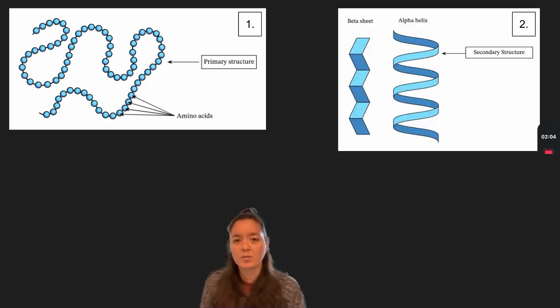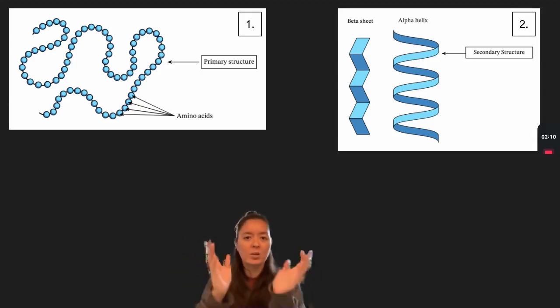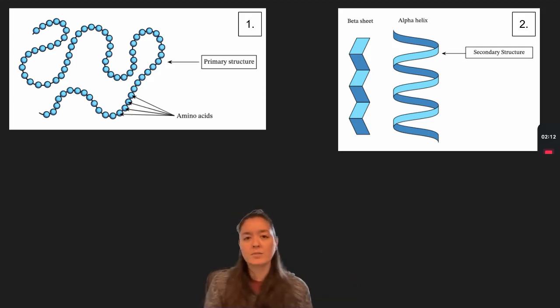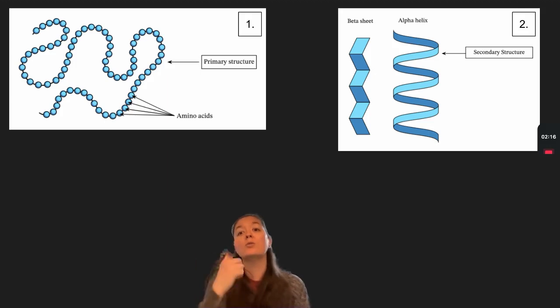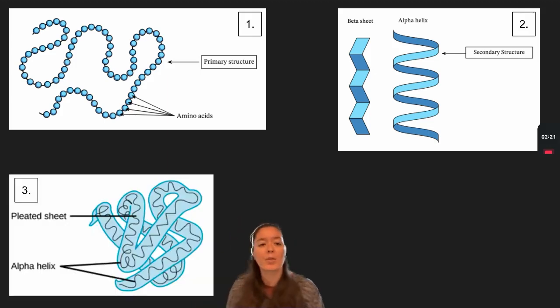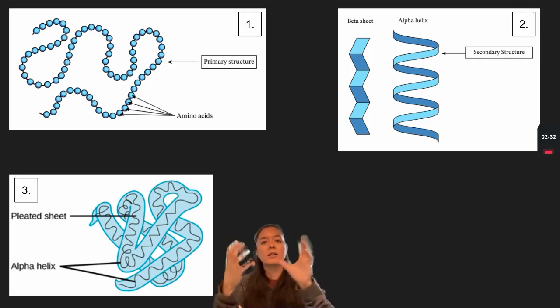Our secondary structure, we can have a couple of things happening. We can have something called a beta sheet, which is kind of like an accordion fold of that long chain, so they're starting to stack. Or we can see that long chain start to spiral into a helix shape. The tertiary or third level of protein structure, we see those secondary structures, the folded sheets and the spiral helix, and they're starting to connect to each other.